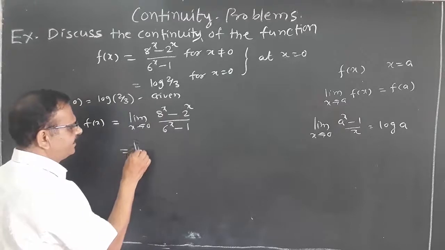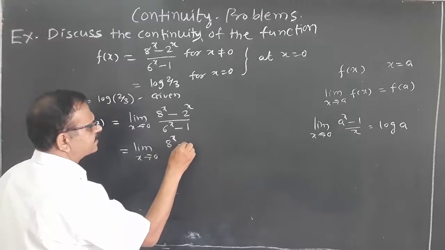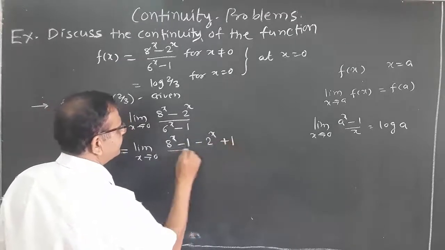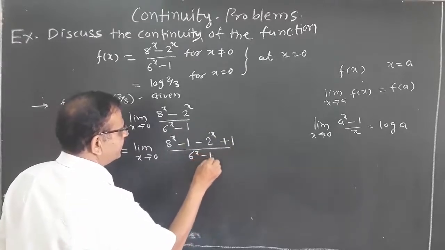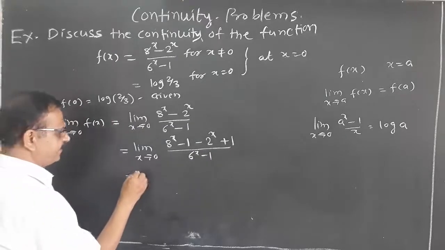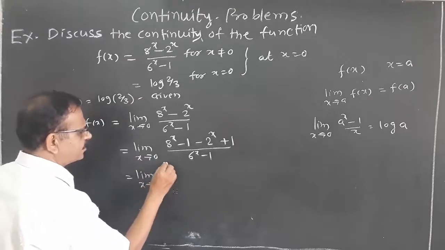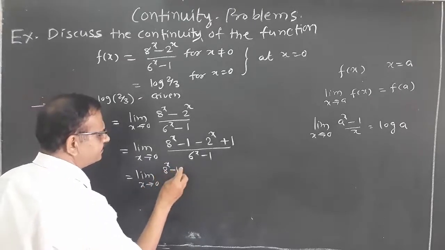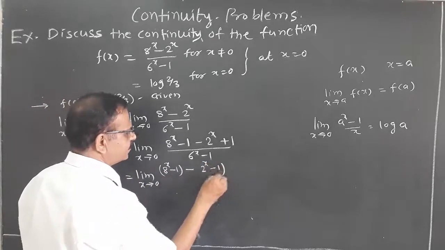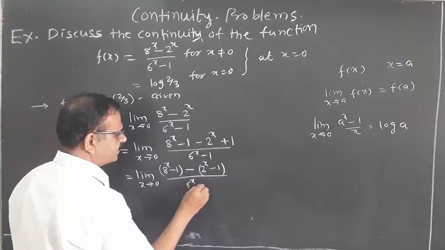Therefore, this can be written as limit x tends to 0 of (8^x minus 1 minus 2^x plus 1) divided by (6^x minus 1). We had subtracted 1 and added 1. Now we shall write it as limit x tends to 0 of (8^x minus 1 minus (2^x minus 1)) divided by (6^x minus 1). Minus sign is taken from these two terms.